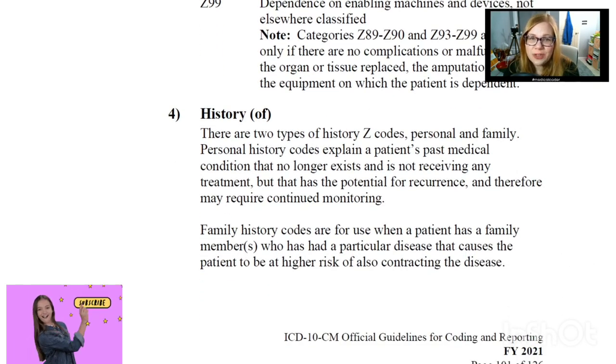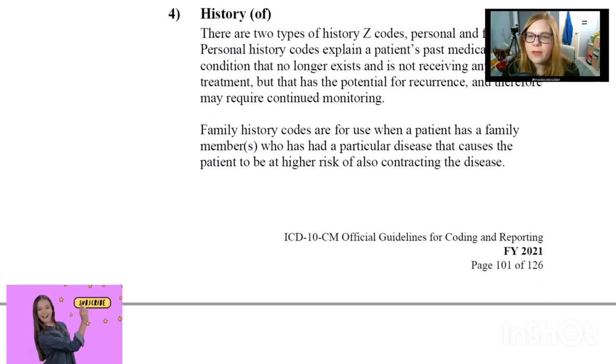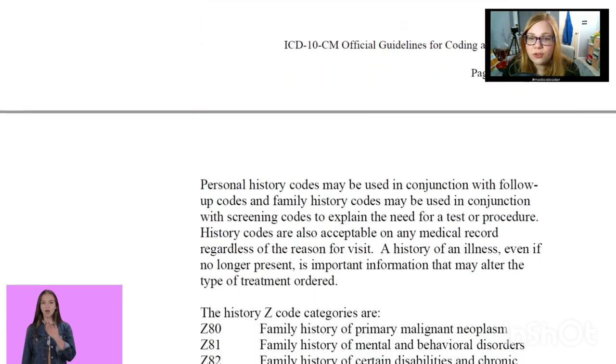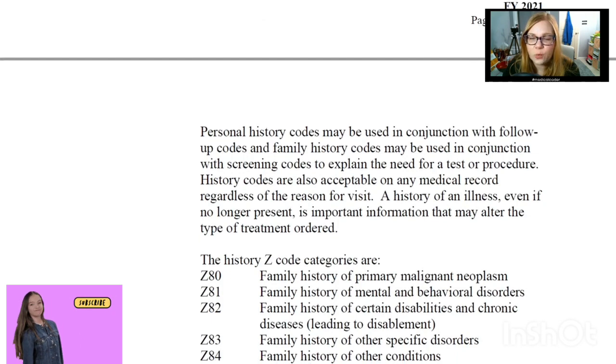History of. So there are two types of history codes, your personal history and your family history. Personal codes are the ones that the patient has personally had, but they no longer currently are receiving treatment for them. They don't currently exist, but they may potentially recur. So there's an important part of their medical record as far as reporting that they have a history of it. Family history codes are for when the patient has a blood relative, not their uncle by marriage, not a stepparent or someone who's not blood related to them, that they are at risk for a particular disease because there is someone who has a blood relationship to them that has that disease as well.